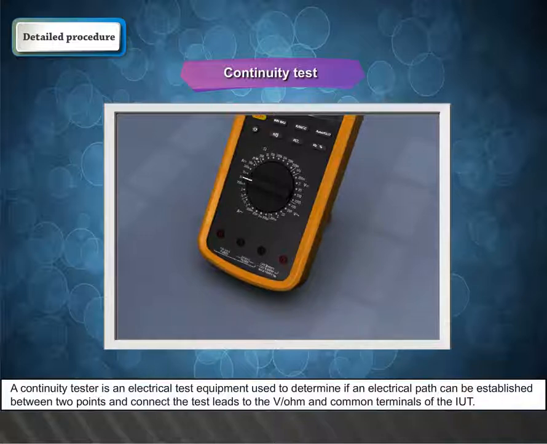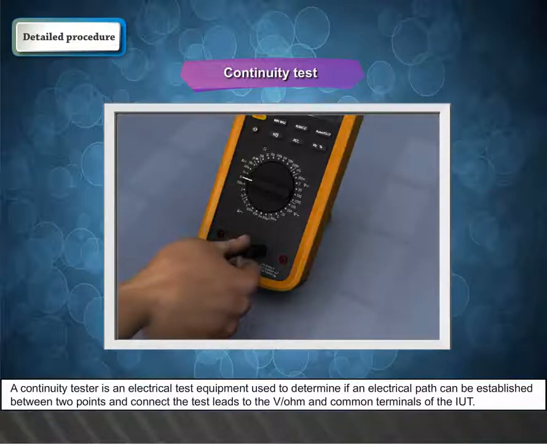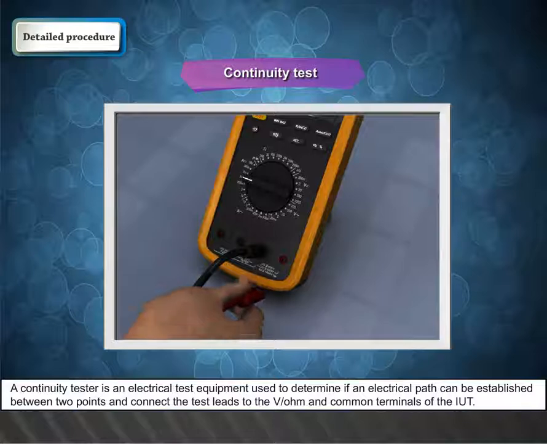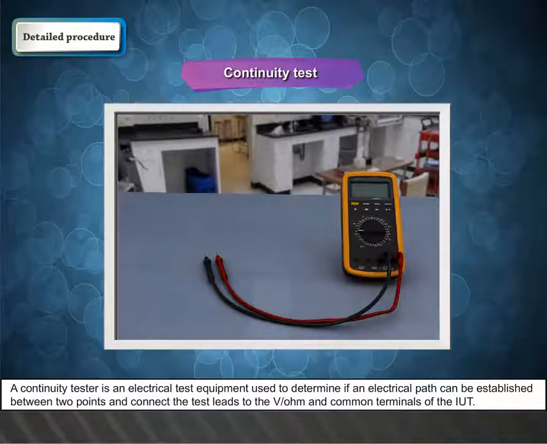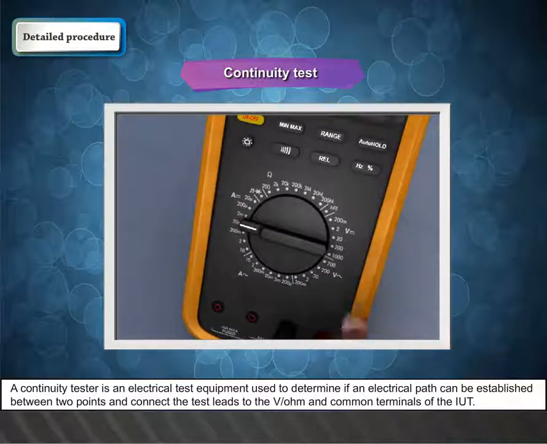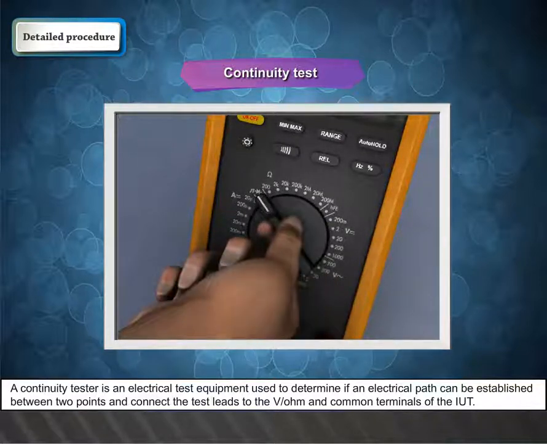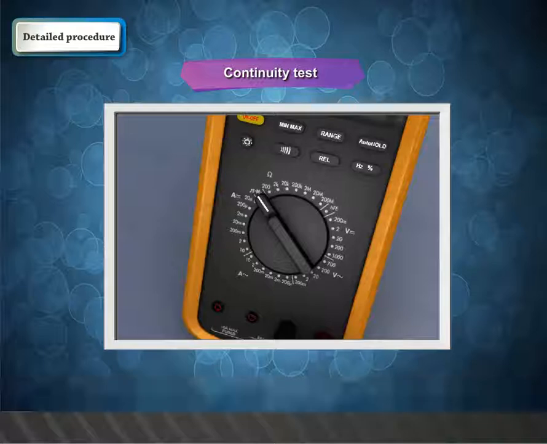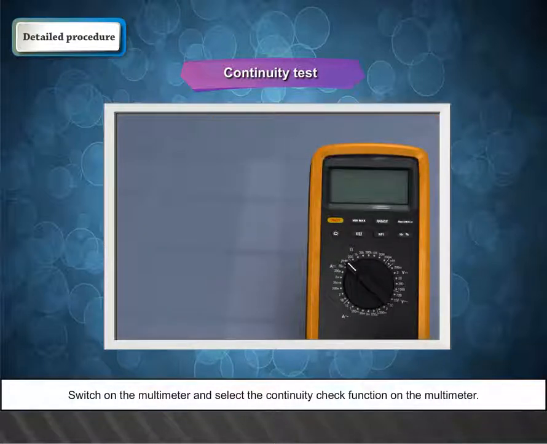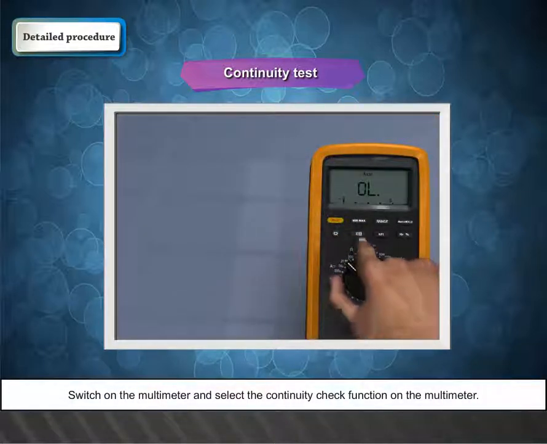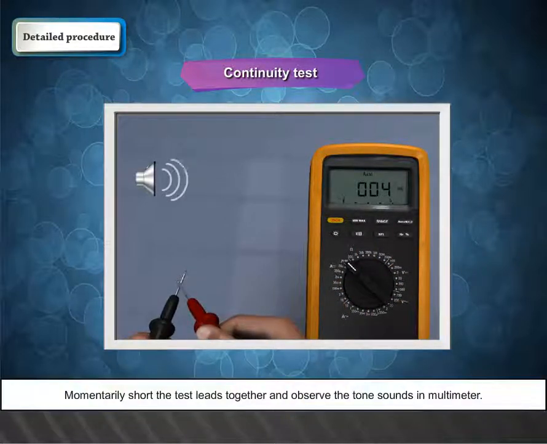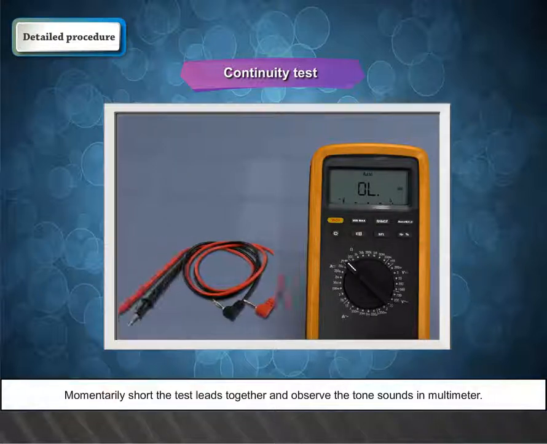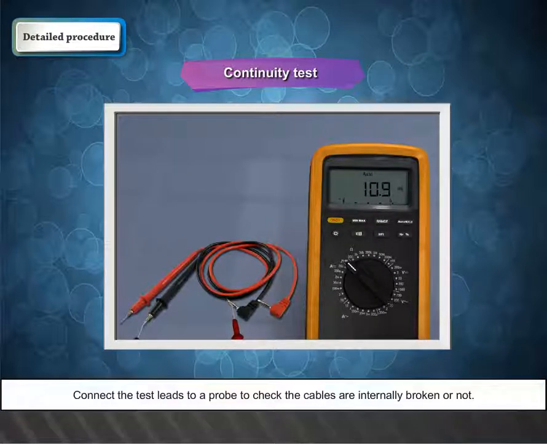Continuity test. A continuity tester is an electrical test equipment used to determine if an electrical path can be established between 2 points. Connect the test leads to the volt per ohm and common terminals of the IUT. Switch on the multimeter and select the continuity check function. Momentarily short the test leads together and observe the tone sounds in the multimeter.